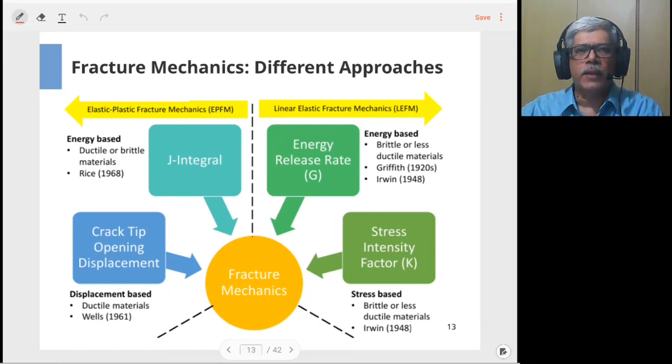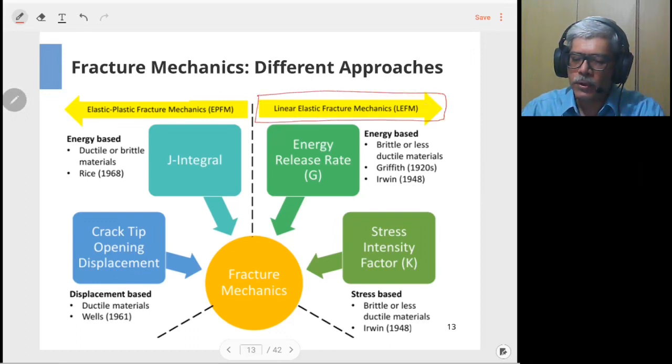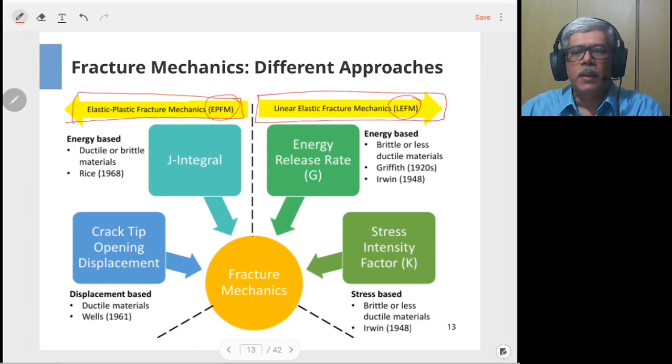The implementation of fracture mechanics can be looked into two basic approaches. The first one is known as the linear elastic fracture mechanics approach, or LEFM. And the second is elastic plastic fracture mechanics, or EPFM. The LEFM approach, which is on the right hand side, is the one which started first.